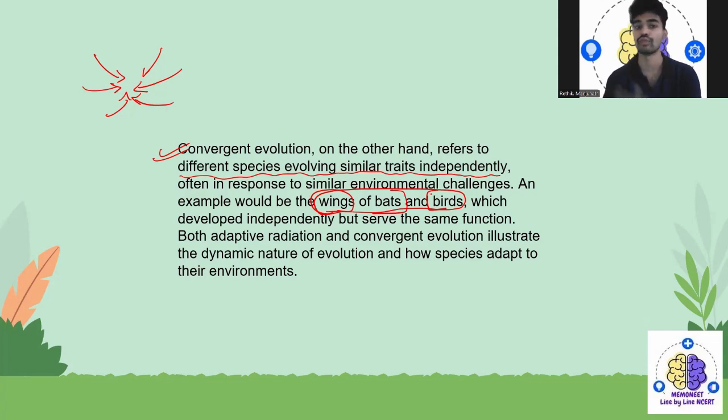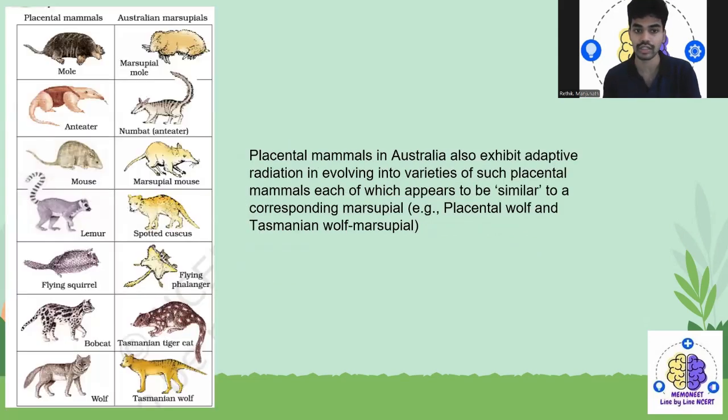So both adaptive radiation and convergent evolution illustrate the dynamic nature of evolution. In adaptive radiation, even though they are of the same species, they adapt differently based on ecological needs. And the same thing you will see in convergent evolution: even though they are different organisms, based on their ecological needs or environmental needs, they have adopted a similar or same pattern of function. This is how a species adapts to its environment.